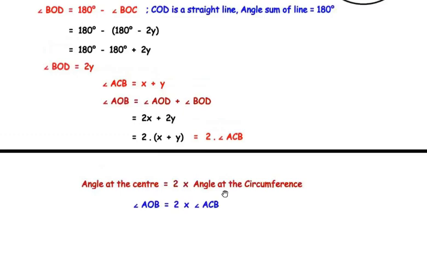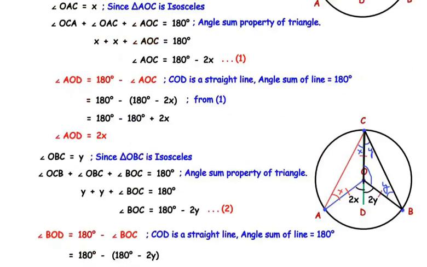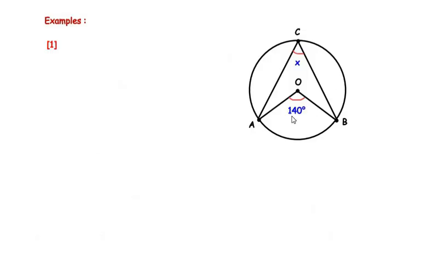Now this is one of the most important circle theorems because it acts as a foundation for proving other circle theorems. With this, let us start with some examples now. This is the first example. Now in this figure, points A and B form an angle at the center of the circle at point O, that is 140 degrees.